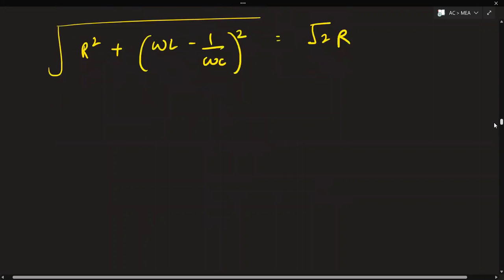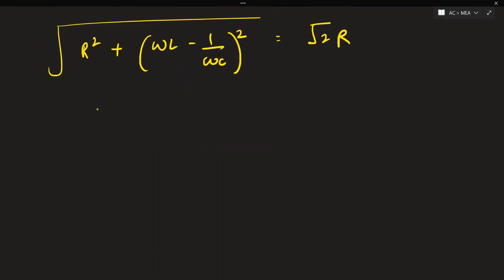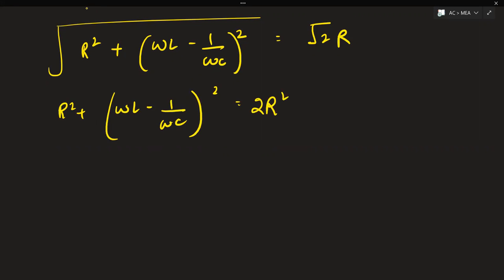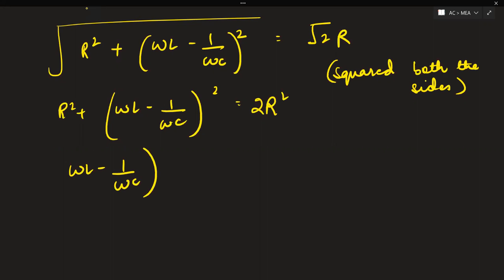Now from here, if I square both the sides, this becomes R square plus (omega L minus 1 by omega C) whole square equals 2 R square. So the square is gone, and on the right side, the square of root 2R gives 2R square. On squaring both the sides, I obtain this. From here, 2R square minus R square will give me R square. So (omega L minus 1 by omega C) whole square equals R square. From here, I'll take the root on both sides.